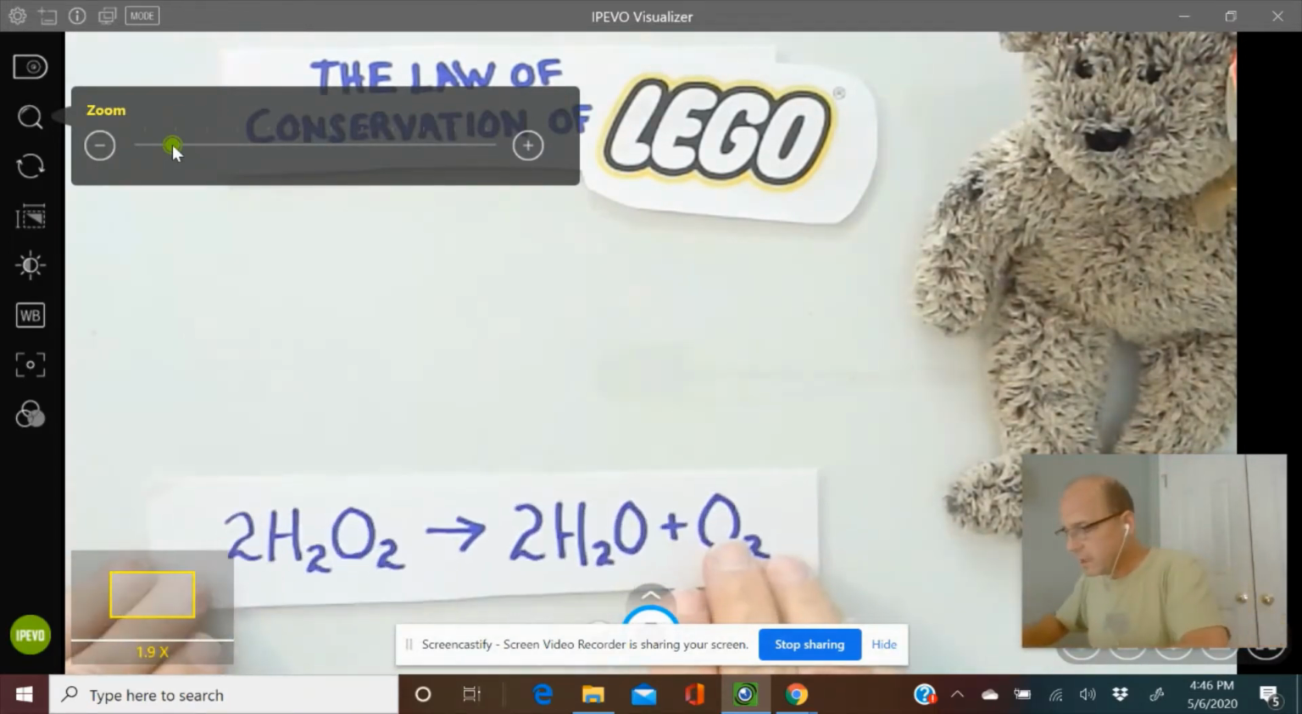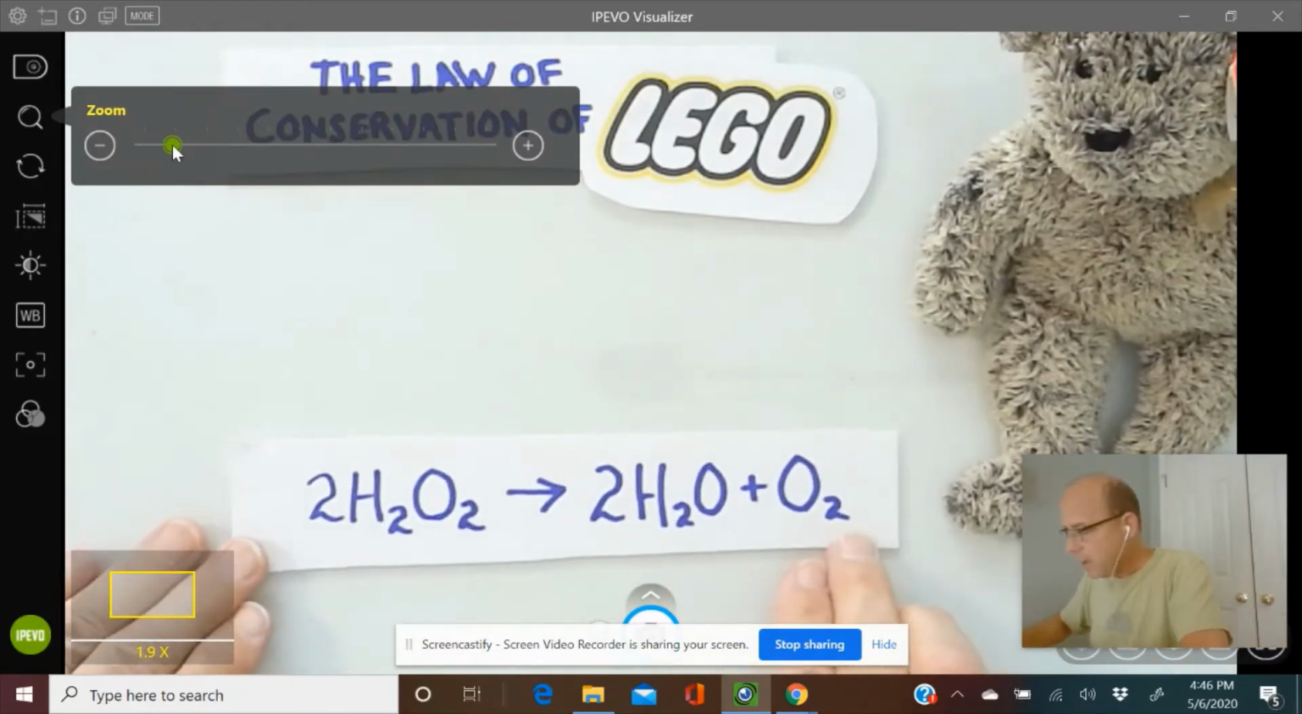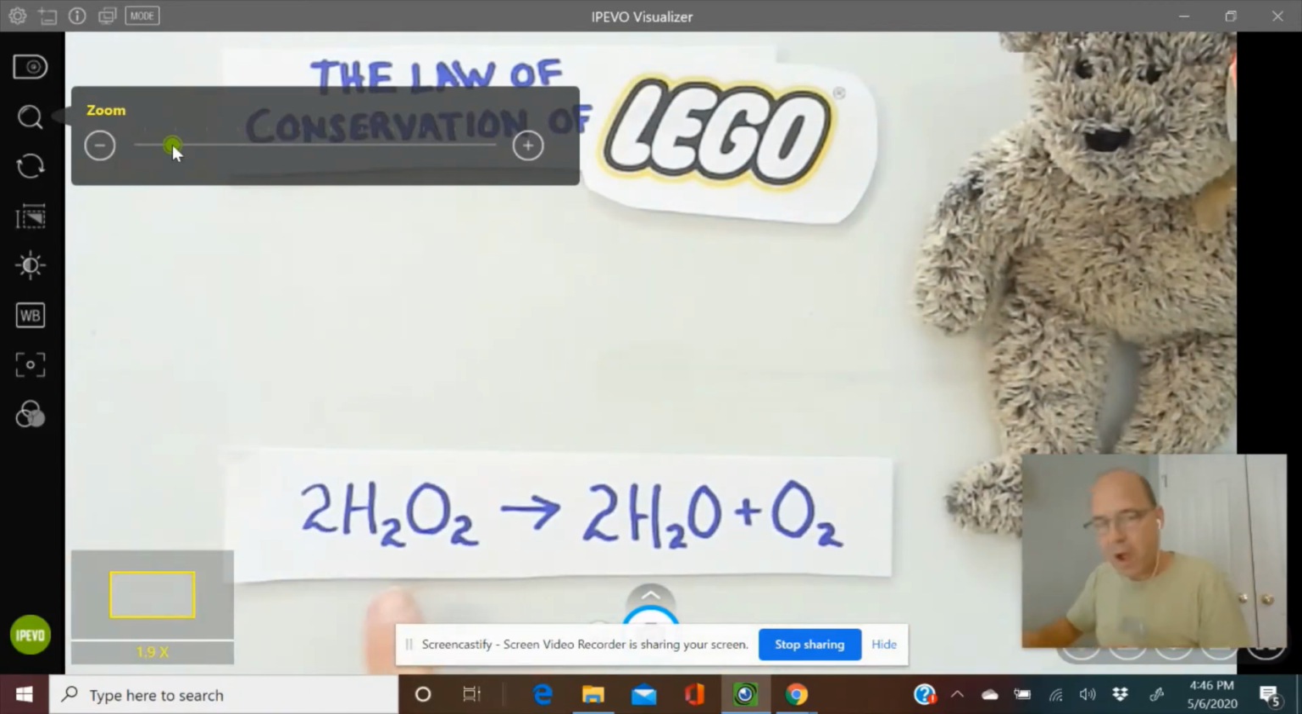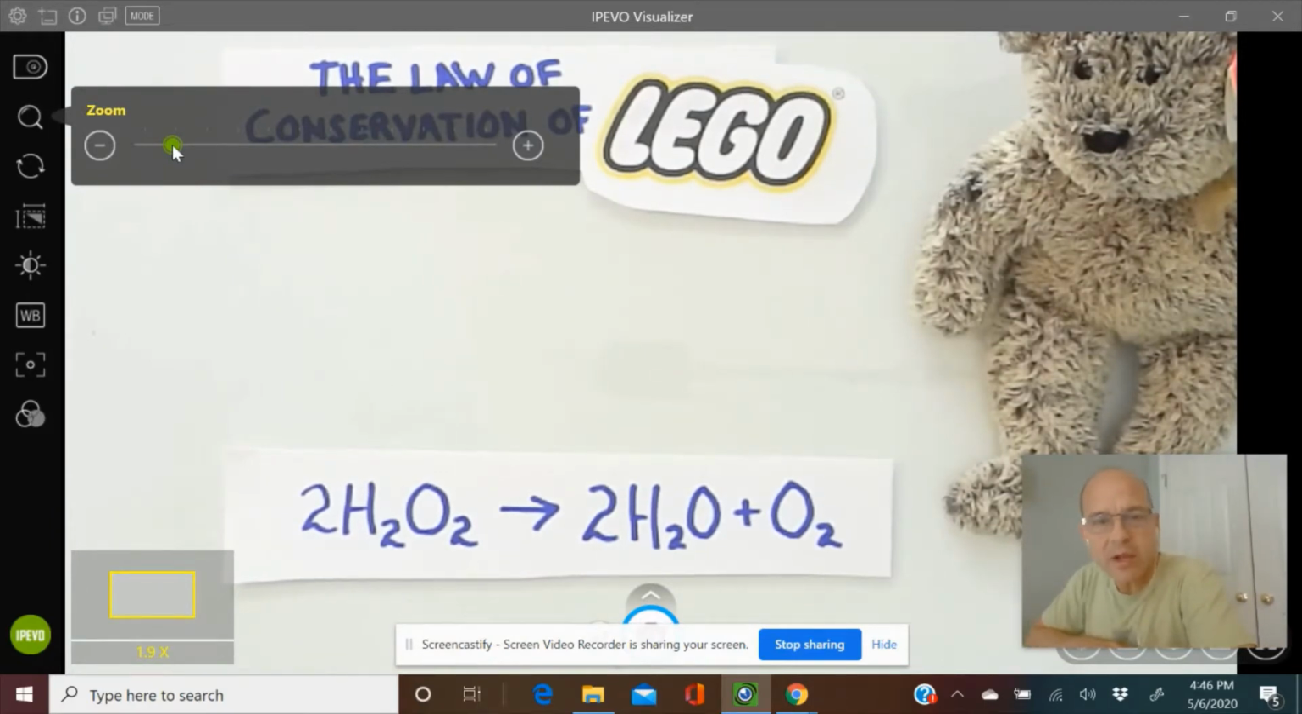Let's try that again with a little bit different reaction. Here is the decomposition of peroxide. You've probably got some peroxide sitting around at home in the first aid cabinet or in the medicine cabinet in your bathroom, and it's in a brown bottle. And it's in a brown bottle because if it gets too much light, if sun shines on the peroxide, it actually breaks down into plain old water, and oxygen gas is released from it.